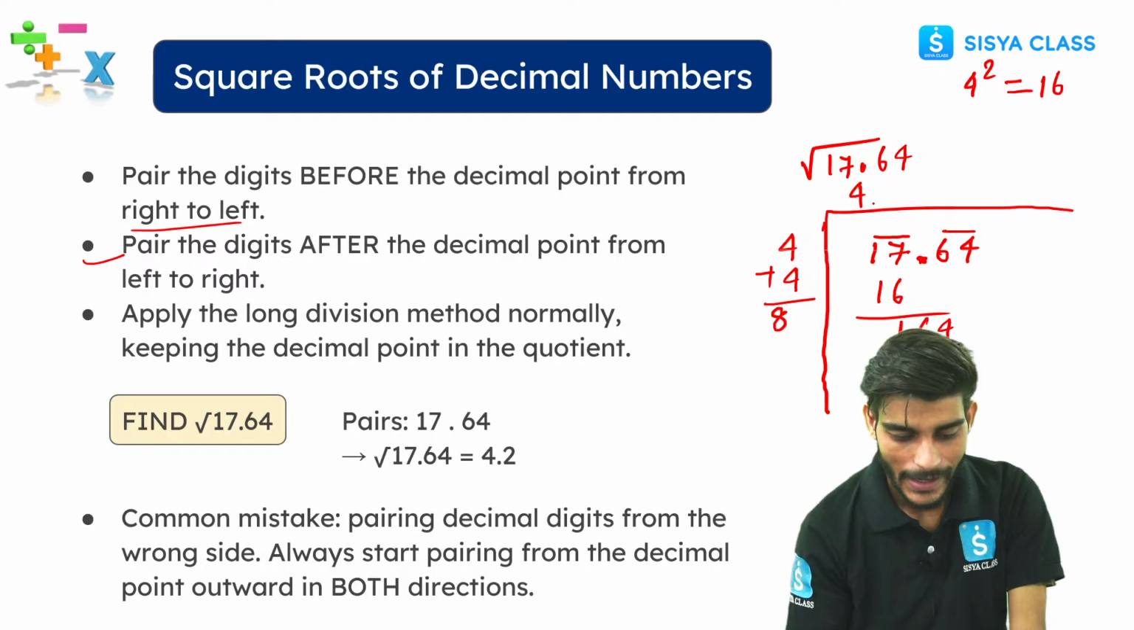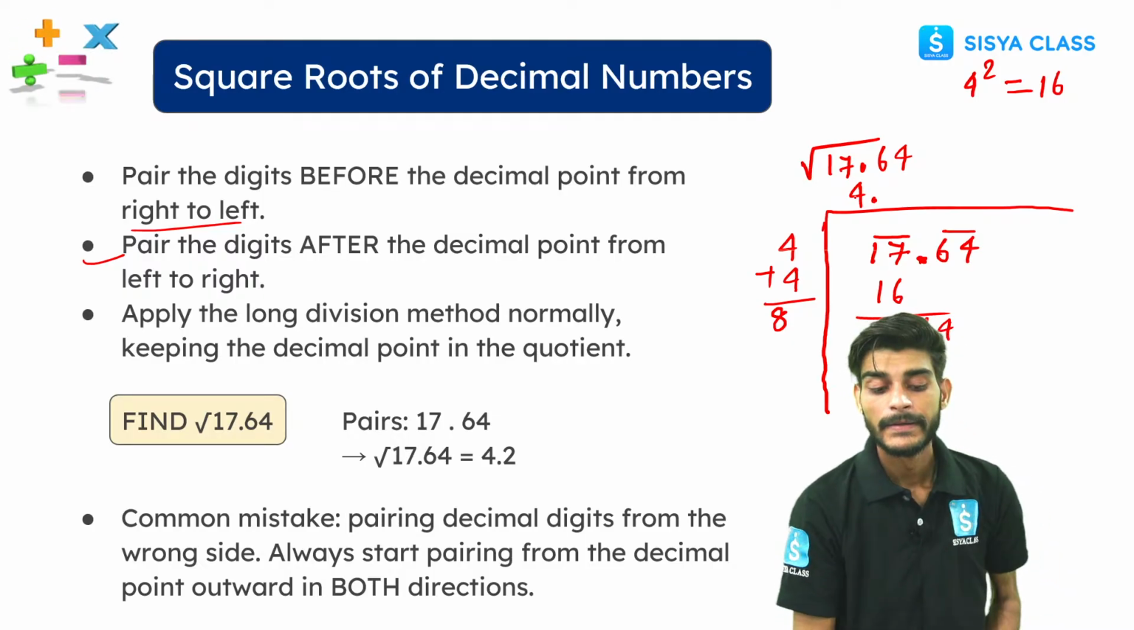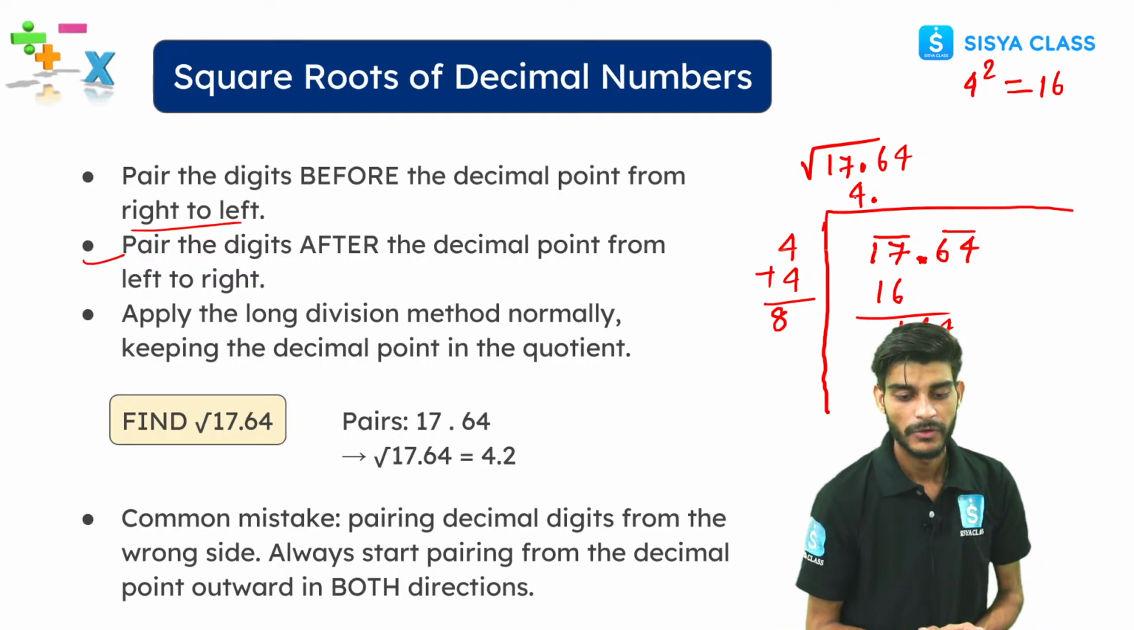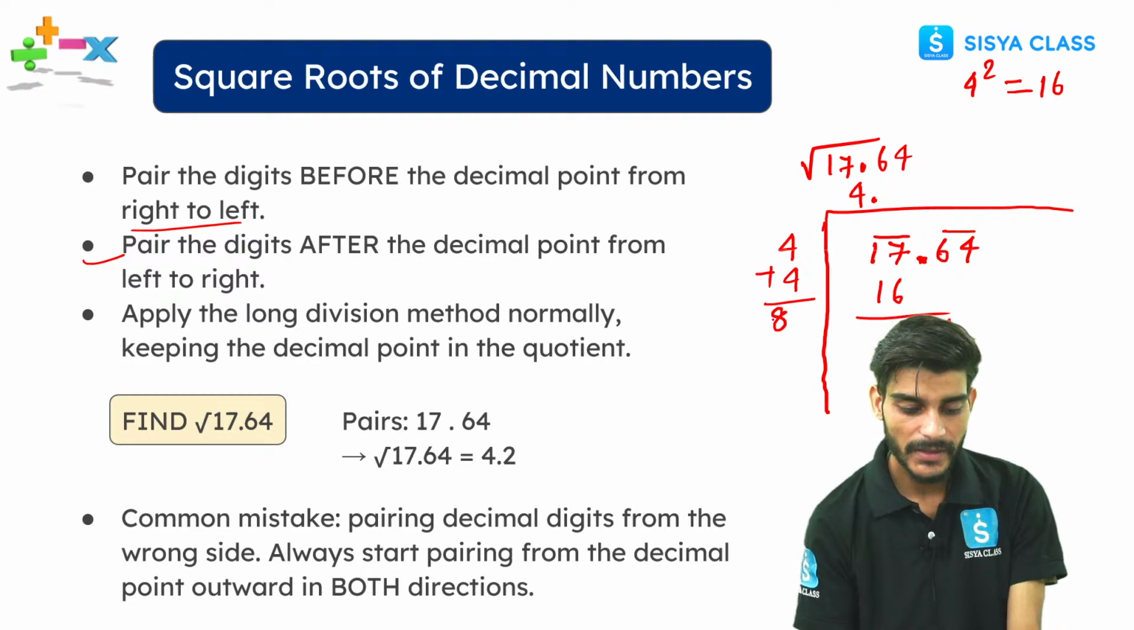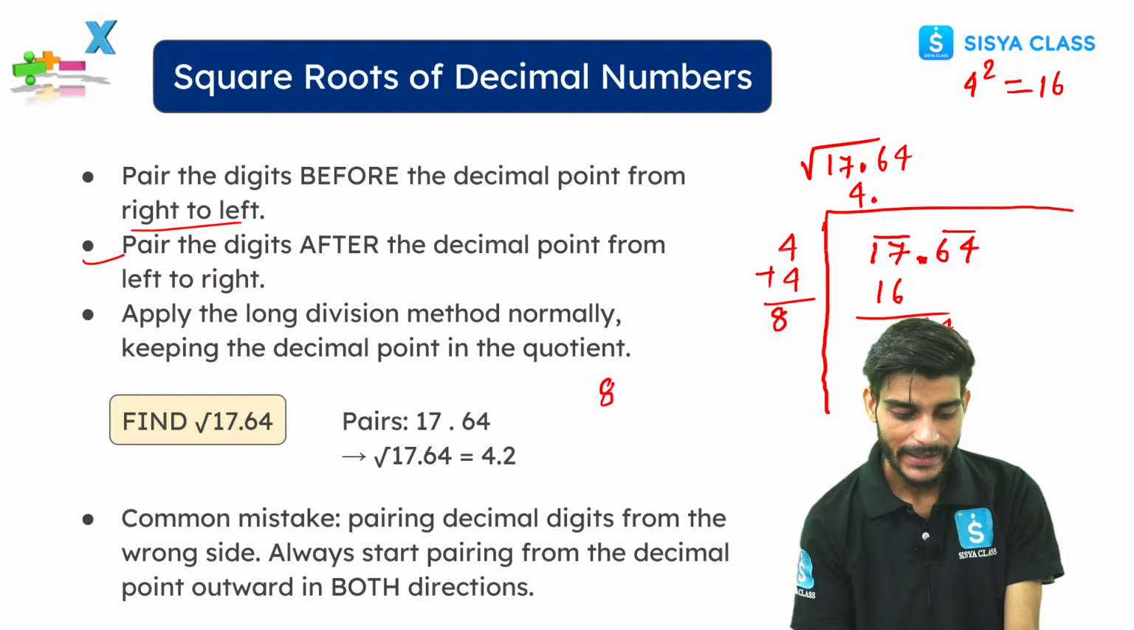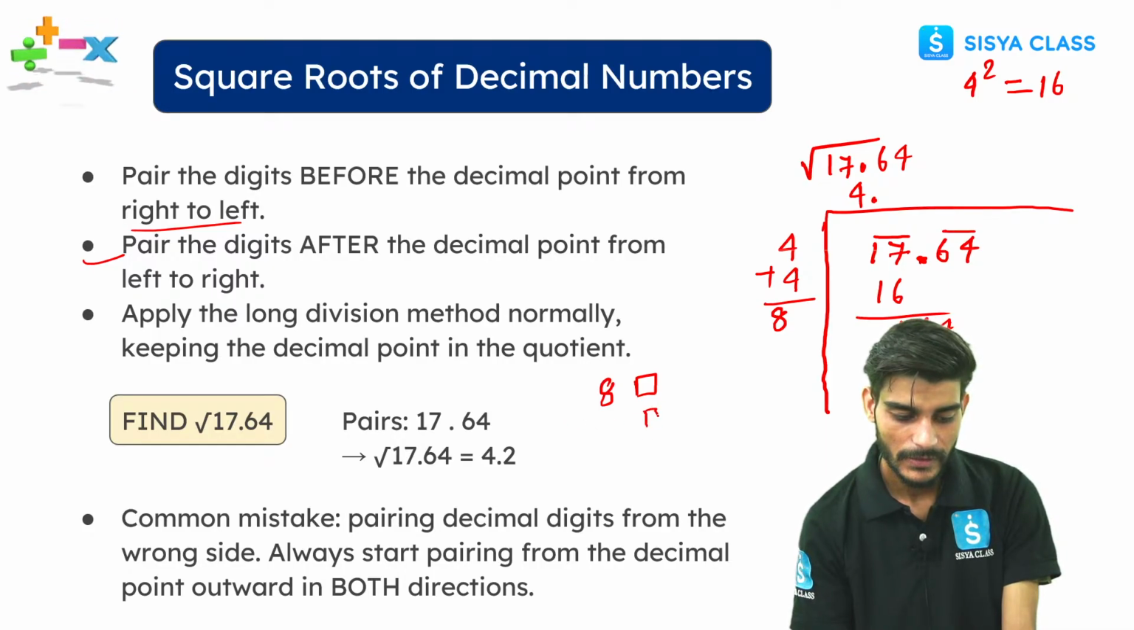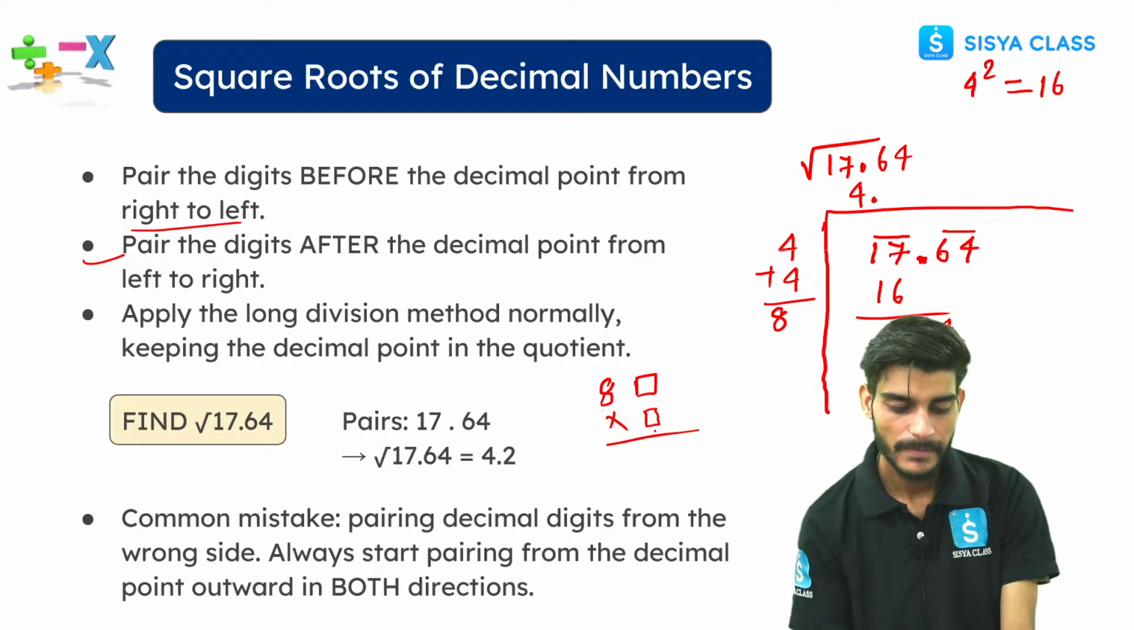Okay, I'll put the decimal here. Now, next step, what do we have to do? We have to again think about a number that, multiplied with the same number, gives 164 or less than 164. Can you think of a number?